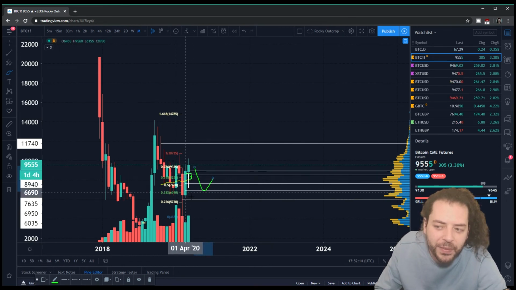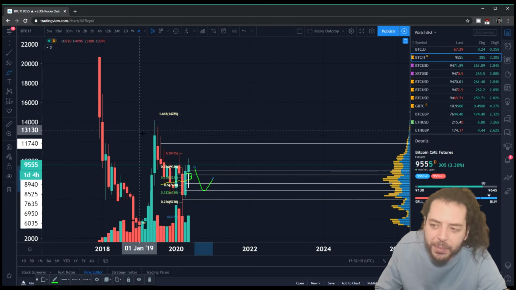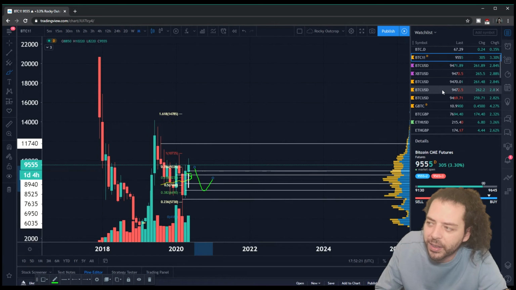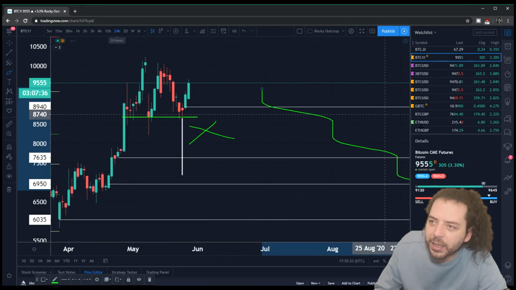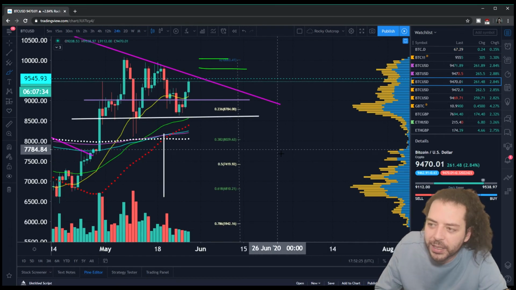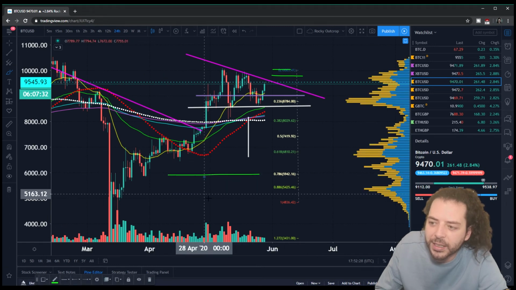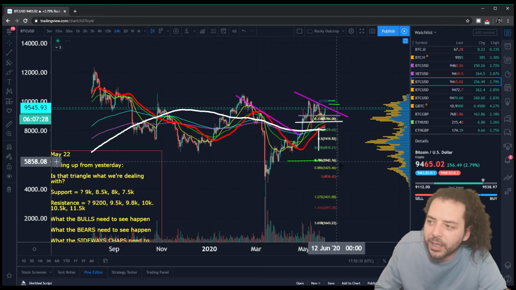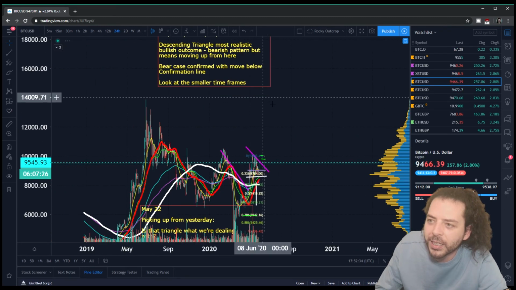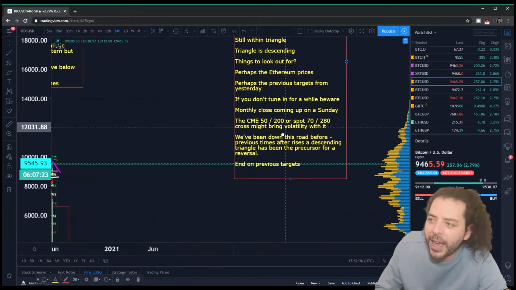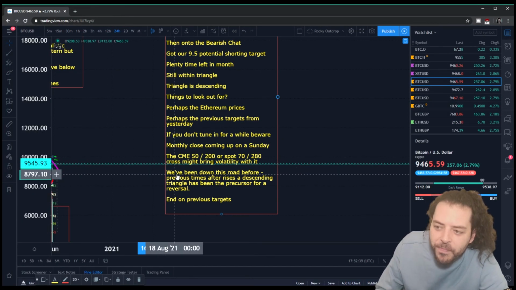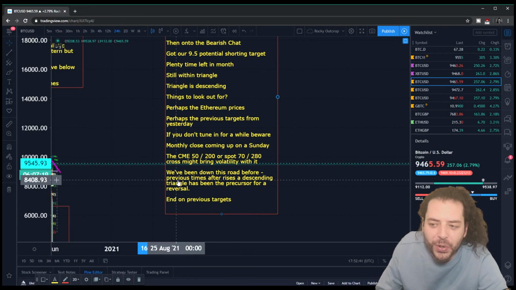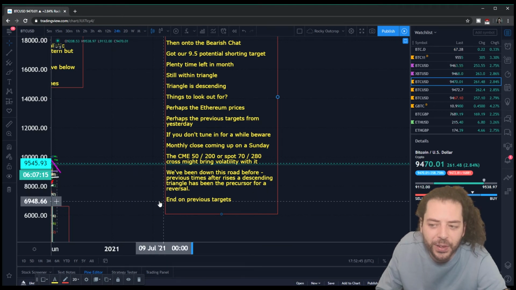You can imagine coming in for a high or low could be anywhere down to any of these lines here where we have hourly gaps on the chart. So bear all that in mind. Go back down to the 24-hour time frame, go back to Coinbase, look at the notes, as I can't find them, hit the wrong button, draw a line on the chart that's not needed, zoom out looking for my things, embarrass myself a bit more, and relax. We've been down this road before. Previous times, after rises, a descending triangle has been the precursor for a reversal.